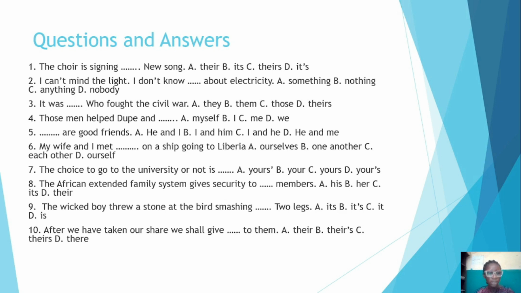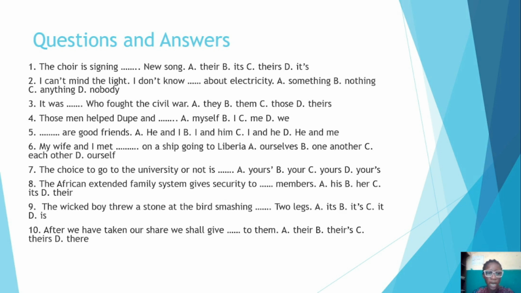Question 4. Those men helped Dupe and dash. A, myself. B, I. C, me. And D, we. The correct option is option C. And we still have the same reason that we gave in question 3. Those men helped Dupe and me. It is because we are referring to the object, so we have to use an object pronoun. We can't say Dupe and I because I is a subject pronoun, and subject pronouns cannot be used objectively. Those men helped Dupe and me.